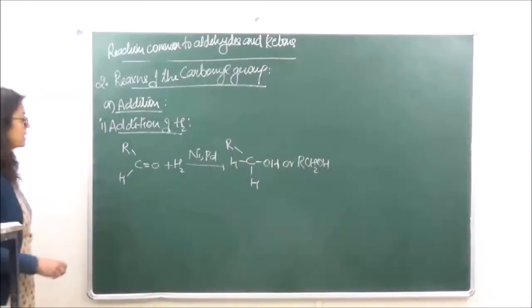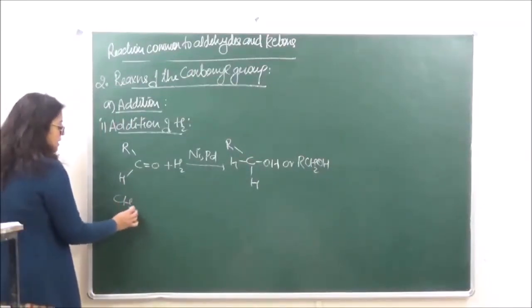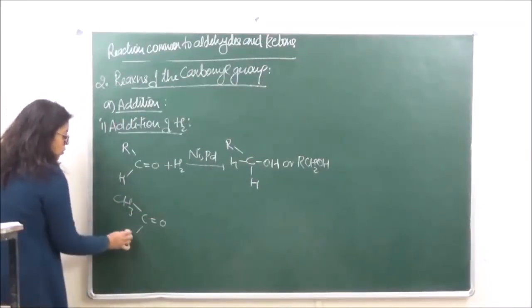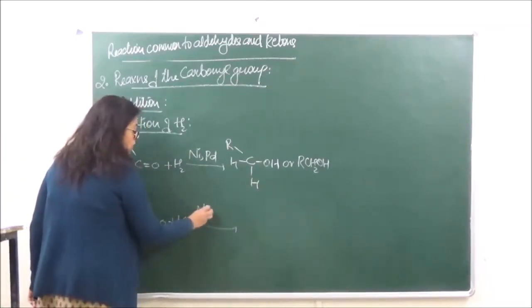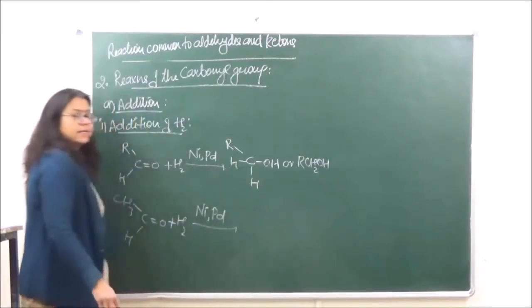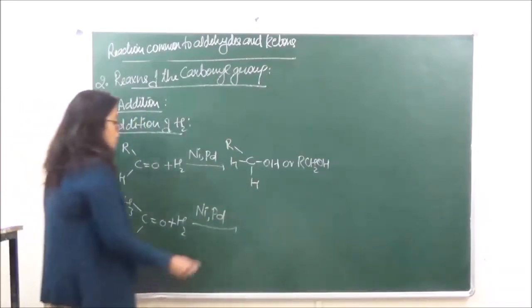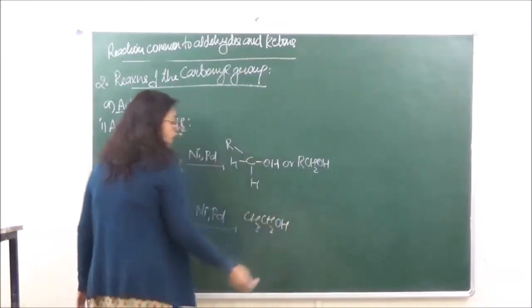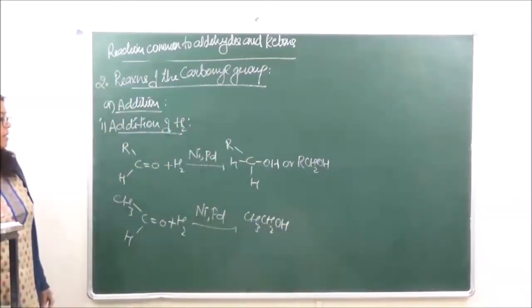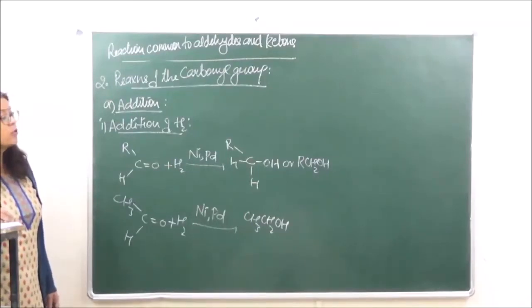RCH2OH. Let's take an example. We are taking CH3, C double bond O, H plus hydrogen in presence of nickel and palladium. This is going to give us CH3CH2OH. So a primary alcohol is going to be produced.